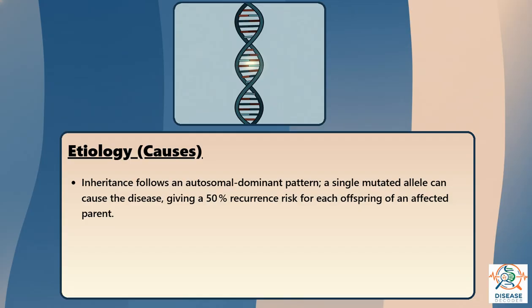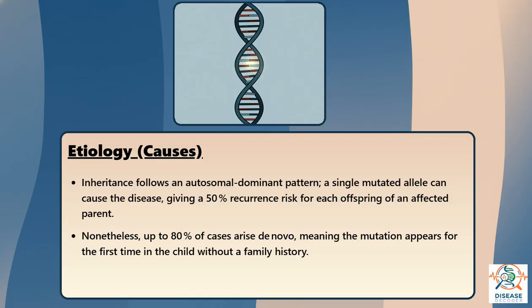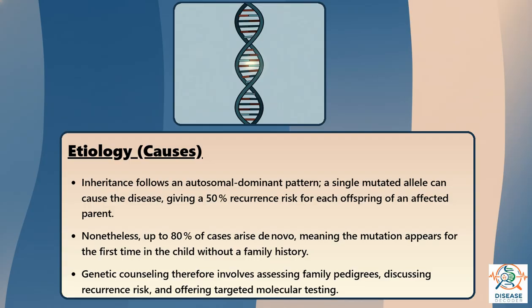Inheritance follows an autosomal dominant pattern. A single mutated allele can cause the disease, giving a 50% recurrence risk for each offspring of an affected parent. Nonetheless, up to 80% of cases arise de novo, meaning the mutation appears for the first time in the child without a family history. Genetic counseling therefore involves assessing family pedigrees, discussing recurrence risk, and offering targeted molecular testing.